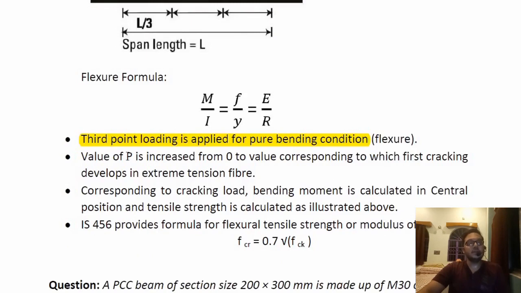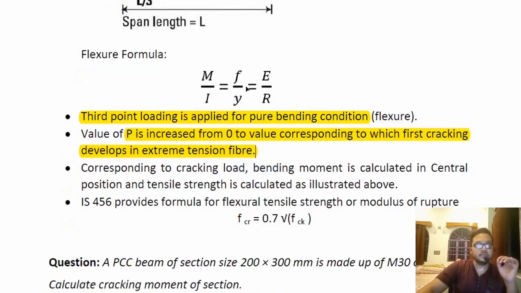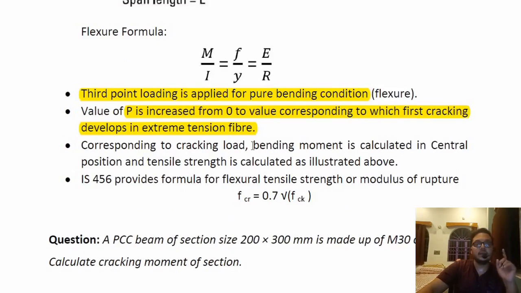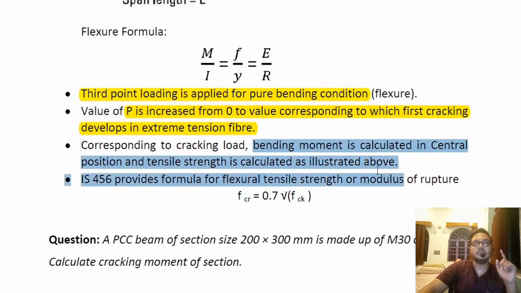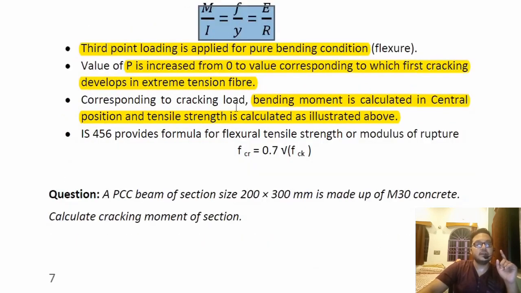And the value of P is increased from 0 to the value at which the first cracking develops in the extreme tension fiber. So we start from 0 and keep increasing until we get the first cracking in the extreme tension fiber. Corresponding to that cracking load, the bending moment is calculated at the central position, and the tensile strength is calculated as illustrated above using the flexure formula.